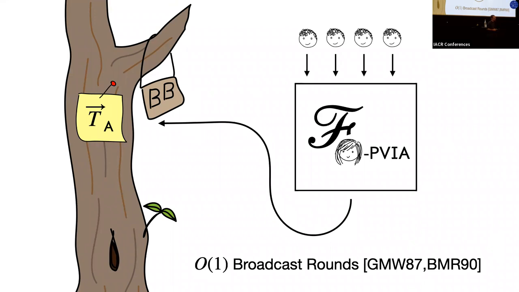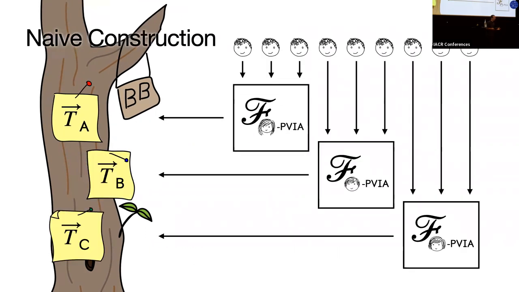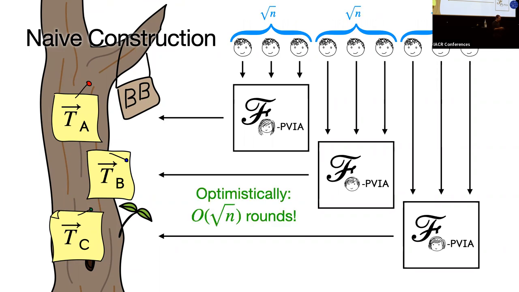So now that we can emulate a single player, the natural thing to do would be to try to emulate an entire protocol. We might try to cut all of our parties into committees and then have every committee emulate a party in the original protocol like this. And if your party committees are of size square root n, then of course you would achieve a protocol with square root of n rounds overall, if nobody cheated.